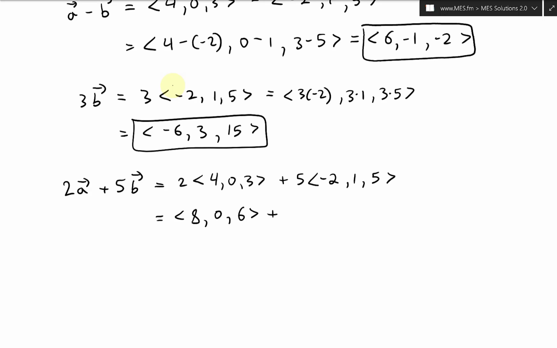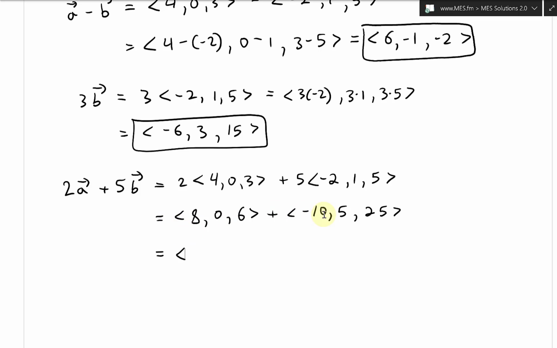And now plus, and now we do over here. So 5 times negative 2, that is negative 10. Next one, 5 times 1 is 5. Next one, 5 times 5 is 25, like that. And now we're going to have to add the components. So this equals, and we'll just do this all in one go.